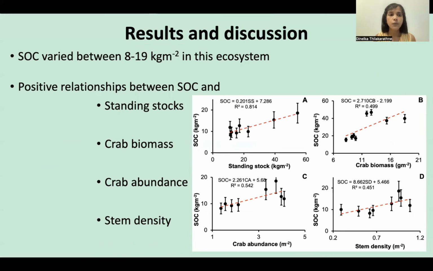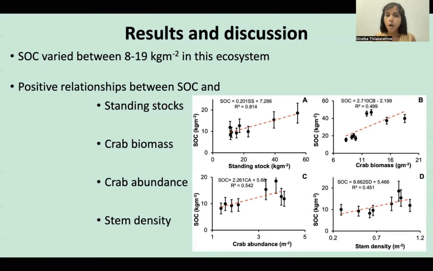In addition, we found positive relationships between soil organic carbon and standing stocks, crab biomass, crab abundance, and stem density. Soil organic carbon increases with respect to each of these factors. When crab biomass and abundance increase, they are highly efficient at sinking carbon.